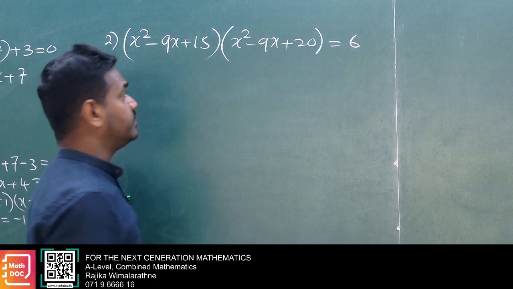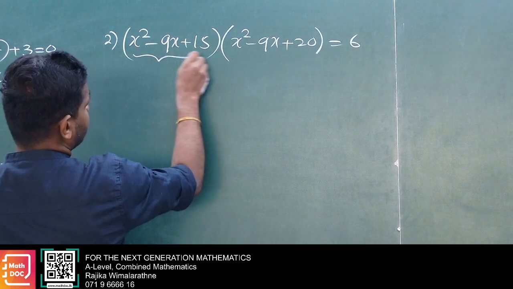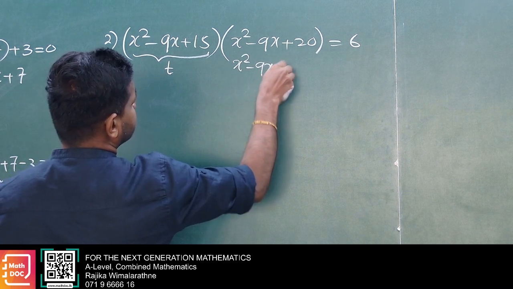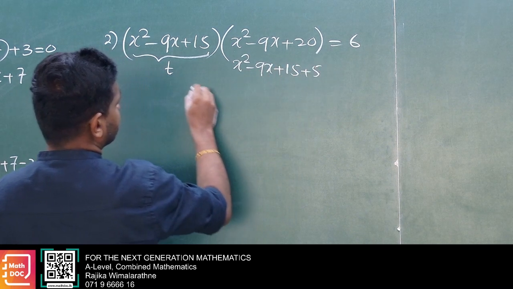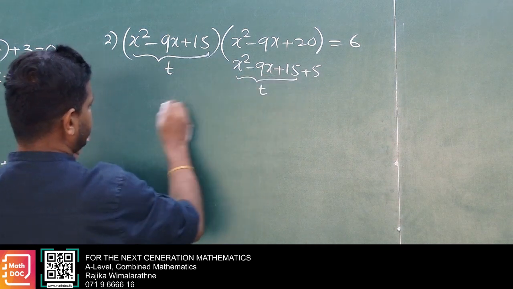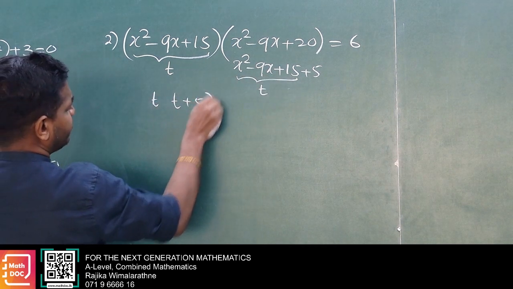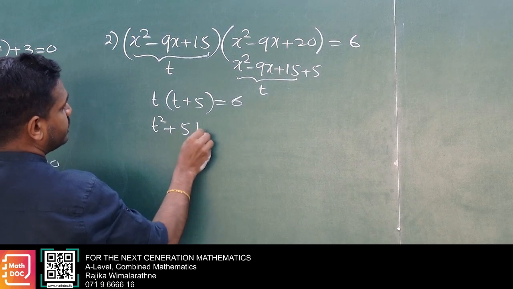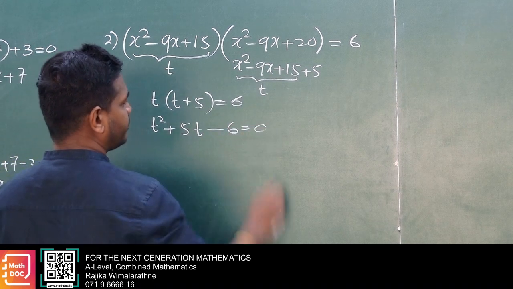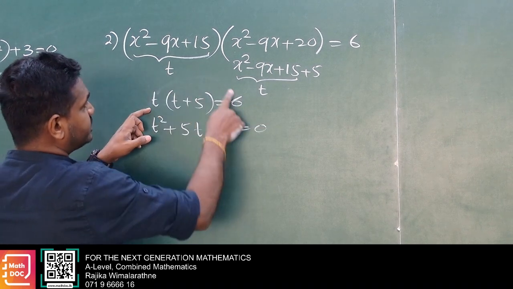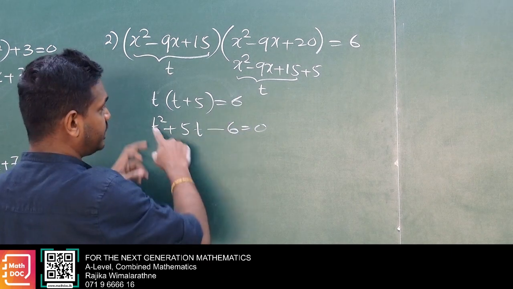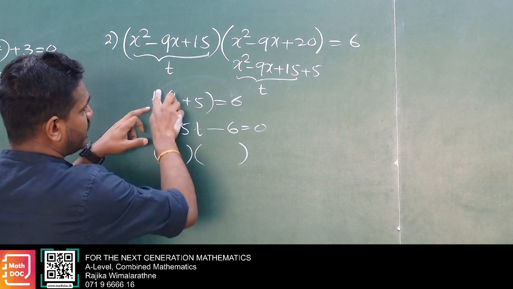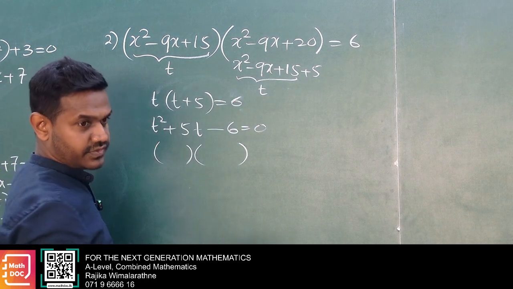Okay. Now, here you better take x square minus 9x plus 15 as t. Then x square minus 9x plus 15 plus 5 is t plus 5. Then t times (t plus 5) equals 6. Okay, then t square plus 5t, take this to the other side, minus 6 equals 0. You can't write t equals 6, t plus 5 equals 6. Only for 0 you can write t equals 0 likewise. The other values, t equals 6, t plus 5 equals 6, that is wrong.